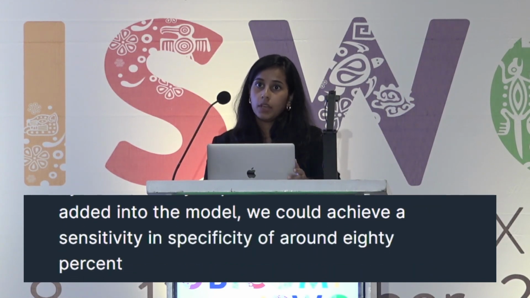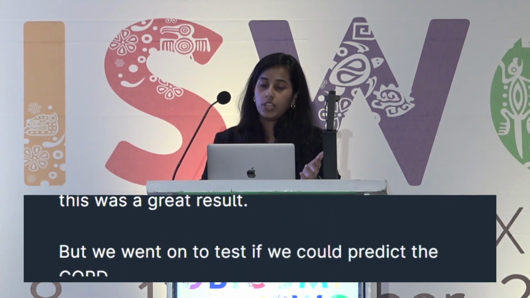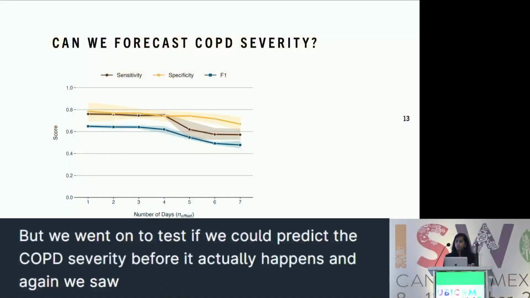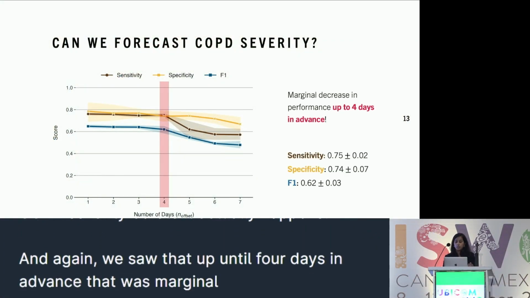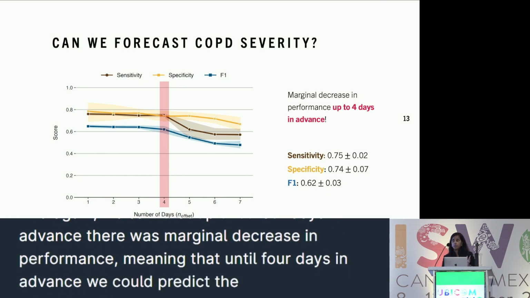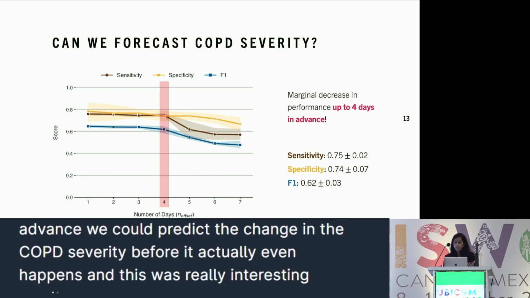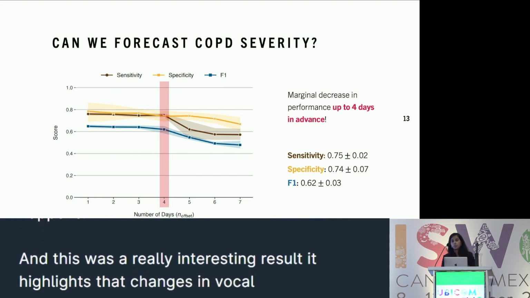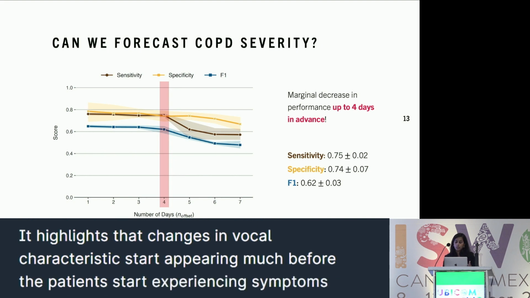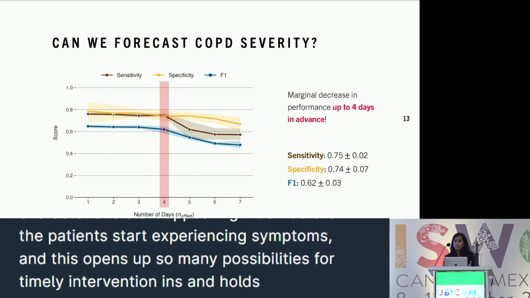And this was a great result, but we went on to test if we could predict the COPD severity before it actually happens. And again, we saw that up until 4 days in advance, there was marginal decrease in performance, meaning that up until 4 days in advance, we could predict the change in the COPD severity before it actually even happens. And this was a really interesting result. It highlights that changes in vocal characteristics start appearing much before the patients start experiencing symptoms. And this opens up so many possibilities for timely interventions and holds implications for both the patients and their healthcare providers.